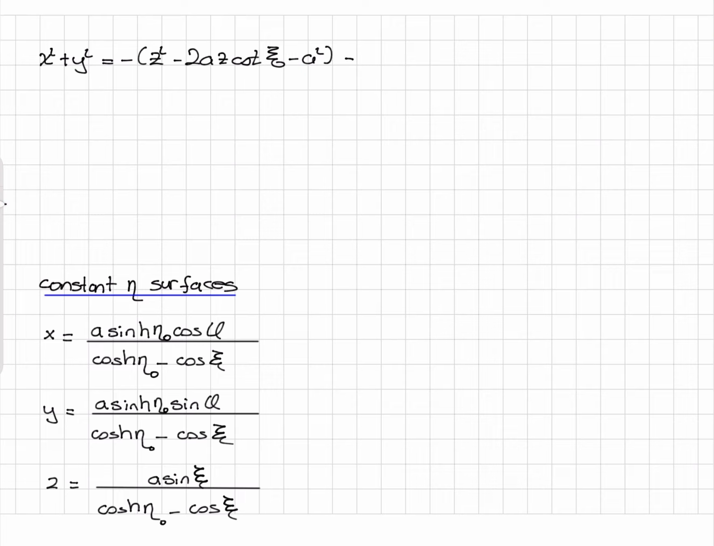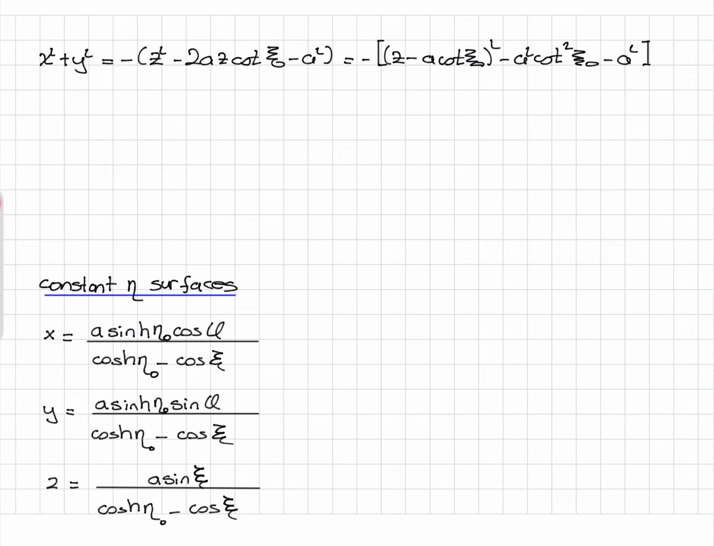And this is equal to minus (z minus a cotangent psi 0) squared. This is going to give me z squared minus 2az cotangent psi 0 plus a squared cotangent squared. So it's going to be minus a squared cotangent squared to compensate for that new term that comes out, and minus a squared. This is what we have now.